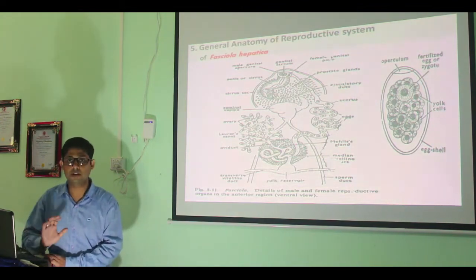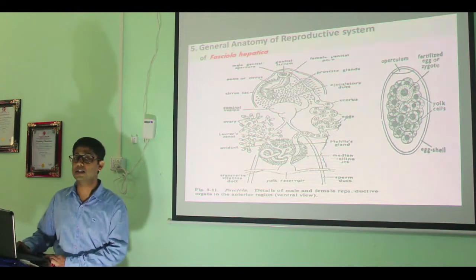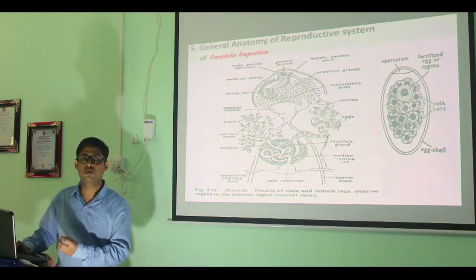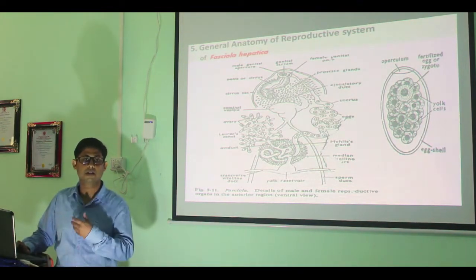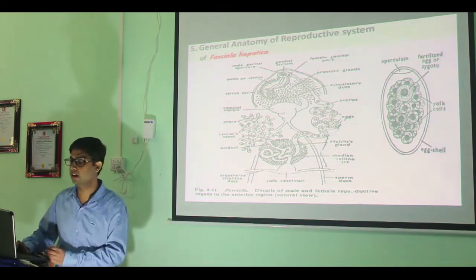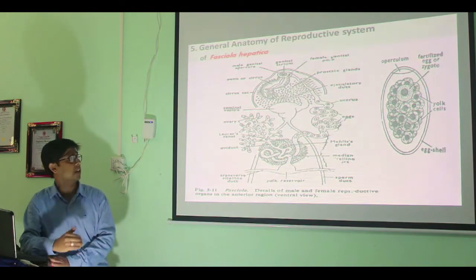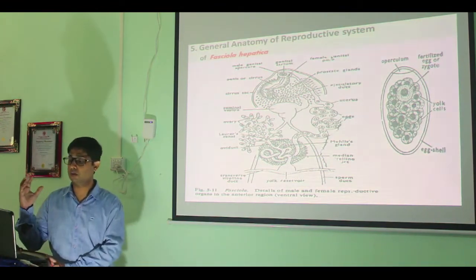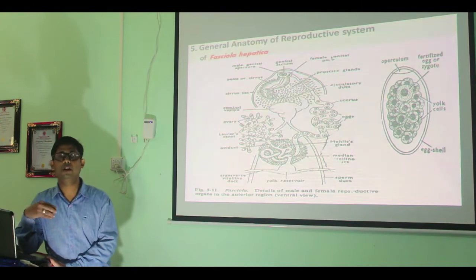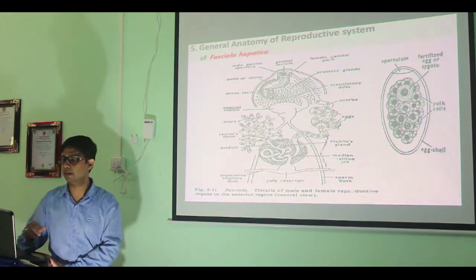So the penis will deliver the sperm and the Laurer's canal will receive the sperm to facilitate the fertilization of the egg inside the oviduct. Now in cross fertilization, what happens? One individual will be delivering the sperm to another individual of Fasciola hepatica.